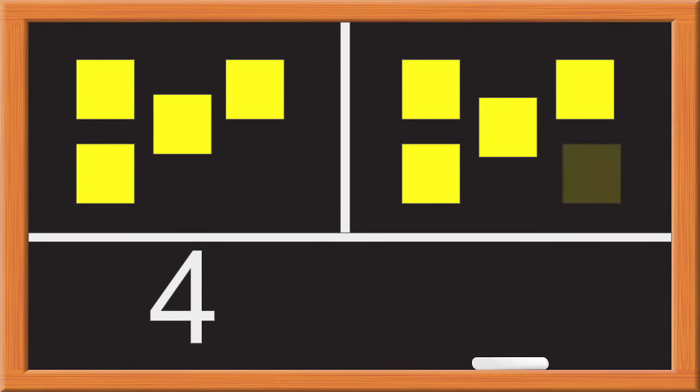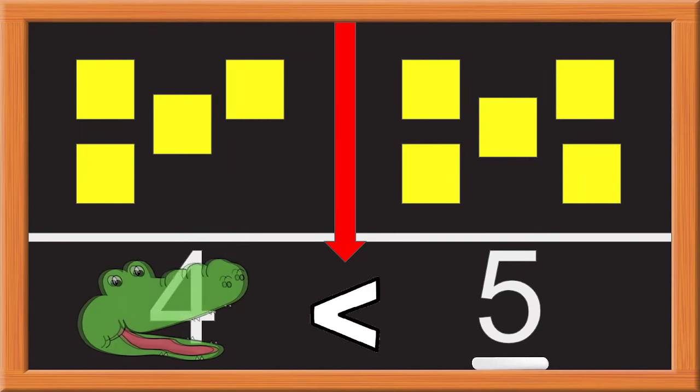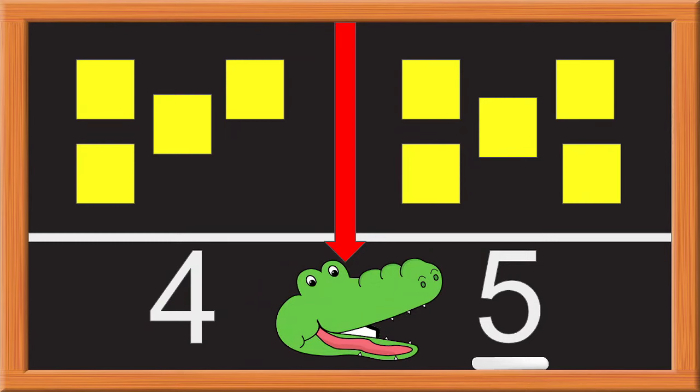Would you count some tiles with me? 1, 2, 3, 4. We have 4 on this side. And 1, 2, 3, 4, 5 on the other side. If we were to put our comparison symbol here, we couldn't use an equal sign because 4 and 5 are not equal. Is 4 greater than, less than 5? It's less than. So the smaller end of the symbol has to face the 4. And the bigger side faces the 5. Here comes our alligator. He's passing the small number and faces the larger number. This number sentence says 4 is less than 5.